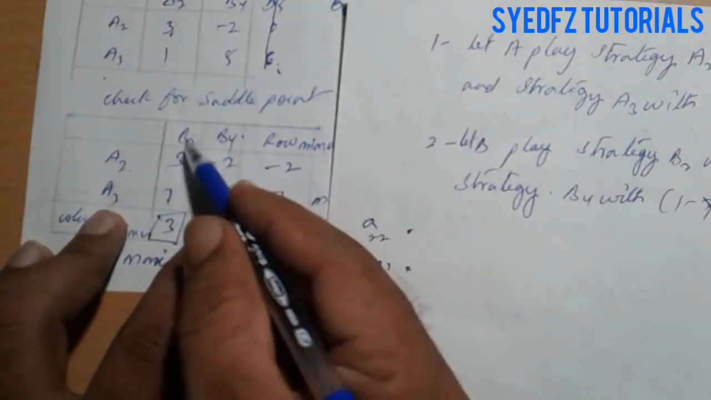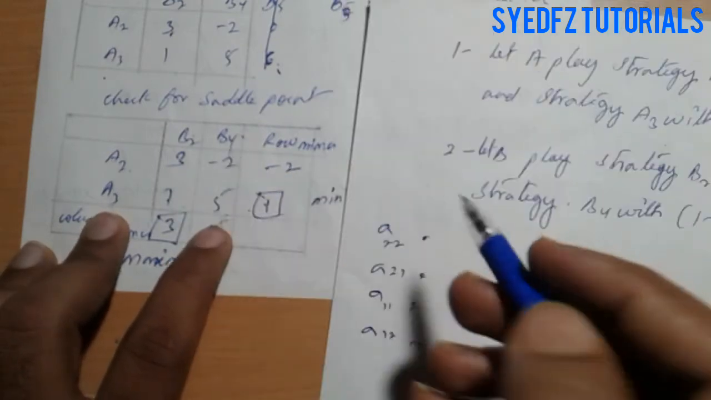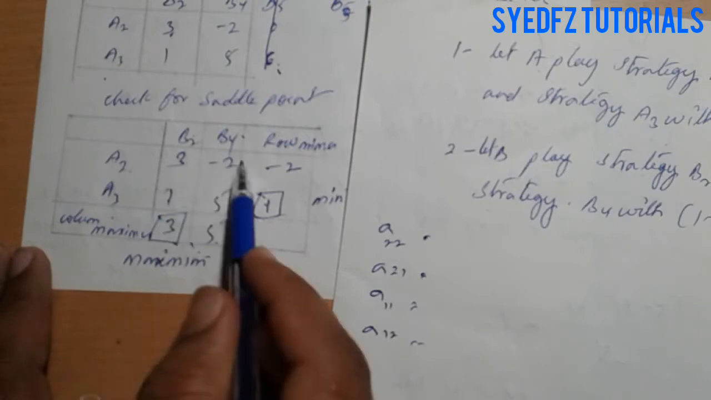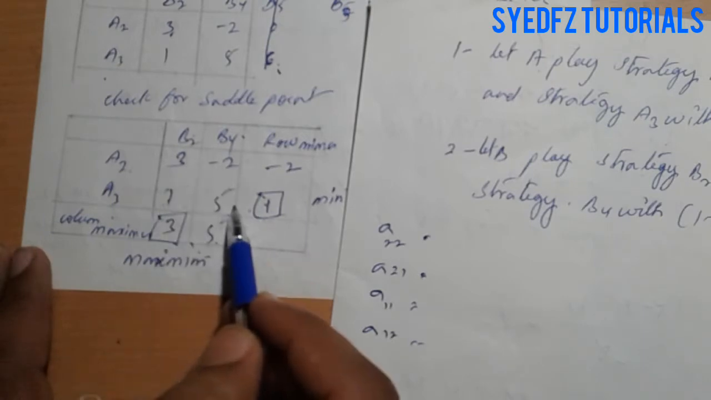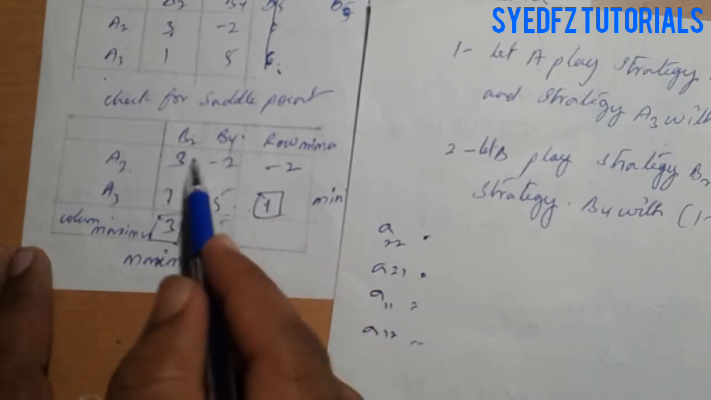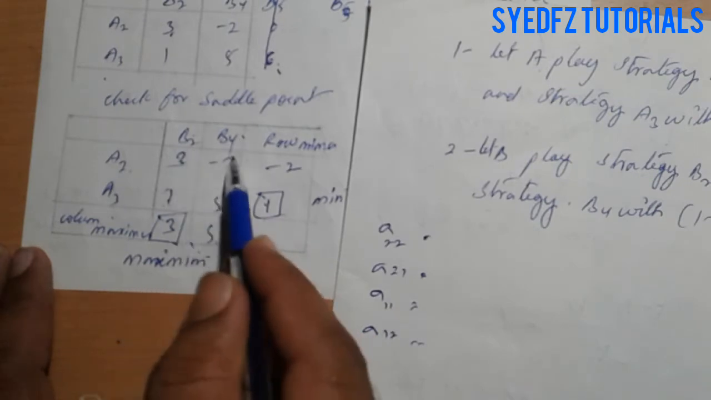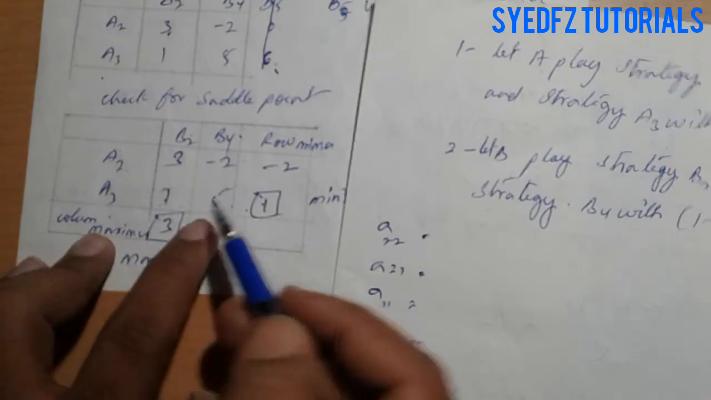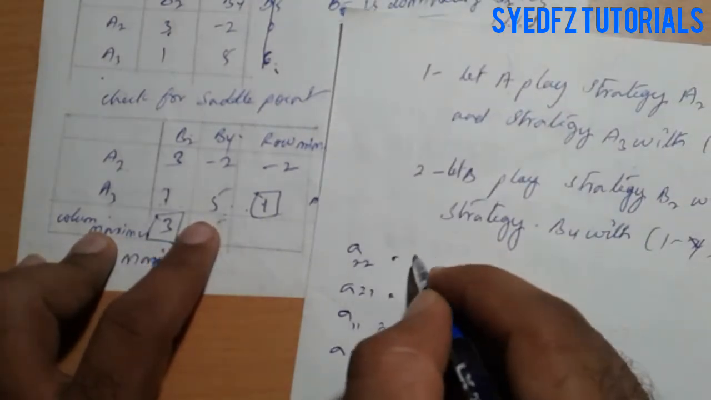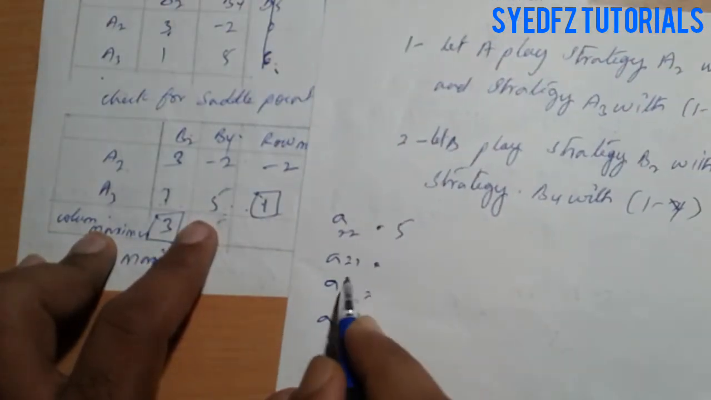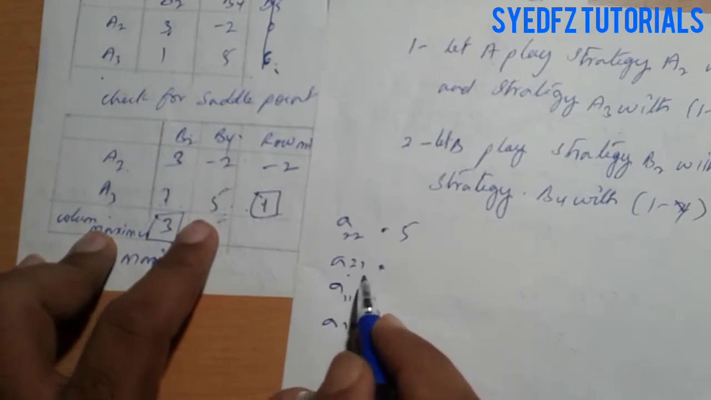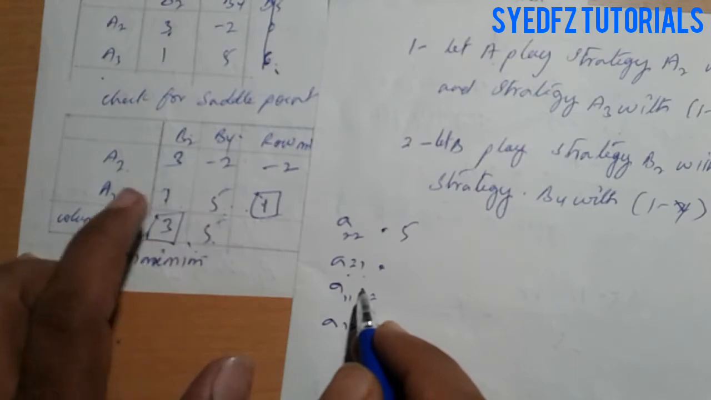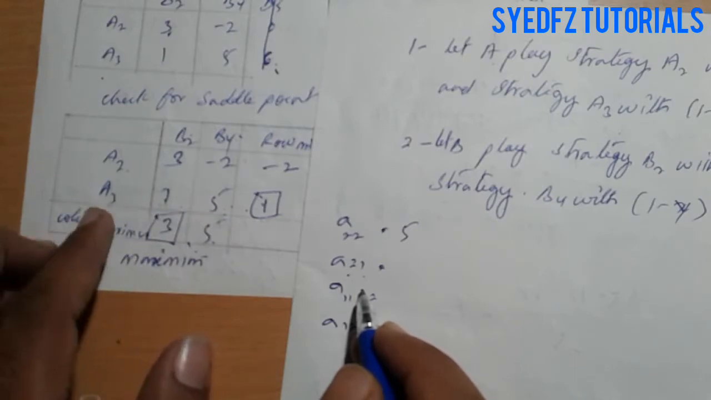This is B1. Okay, so this is the A1, this is the A2. For B, this is B1, this is the B2. So A2 and B2 is 5. Now A2 B1, sorry, this is A2, this is B1.